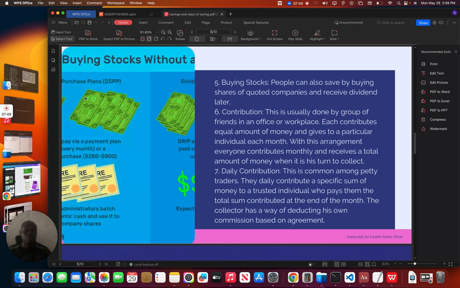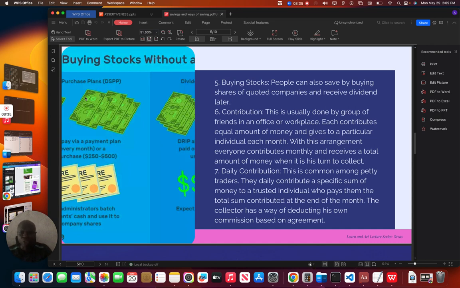Also, contribution. This is usually done by a group of friends in an office or workplace. Each contributes an equal amount of money and gives to a particular individual each month. With this arrangement, everyone contributes monthly and receives a total amount of money when it is their turn to collect. For example, we have 12 months in a year. Each of us can contribute maybe 50,000. So you take a number from 1 to 12. The first person collects in the first month, the second person collects in the second month, so it will go around by the end of the year. So we'll have been able to contribute a certain amount of money and everybody will benefit.